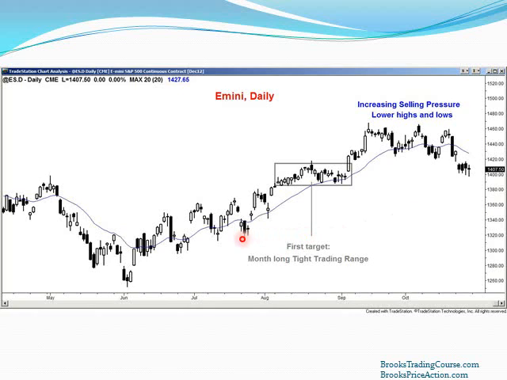And again, prior higher lows are targets. So in the daily chart, first target, this tight trading range, we're there. Next target, maybe these higher lows.